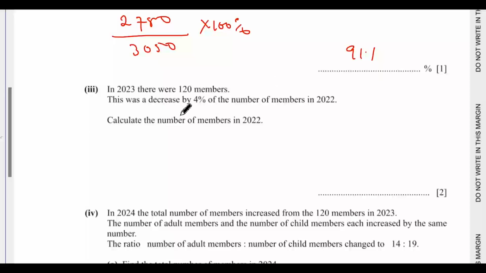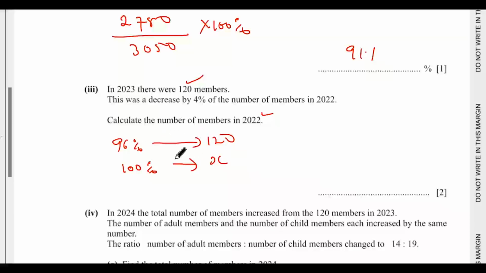Roman figure 3. In 2023, there were 120 members. This was a decrease by 4% of the number of members in 2022. Calculate the number of members in 2022. So that implies 120 members is at 96%. Because it was a decrease of 4%, we can say that at 96% we have 120. So we need to get the number of members in 2022, which is at 100%.